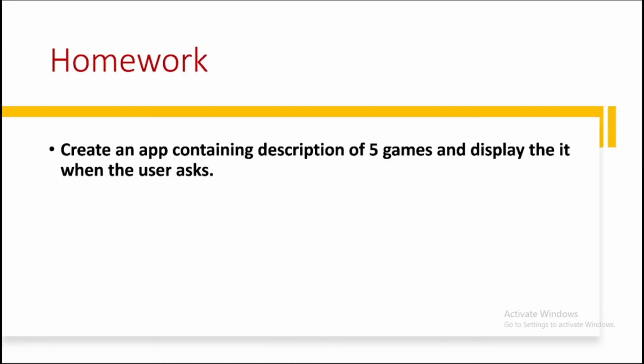So let me give you today's homework. You're supposed to create an app in which you have descriptions of 5 games. You should have the game name as the key, and the value as the description of that game. Then you have to ask the user which game's description they want, and then give the description of that game.